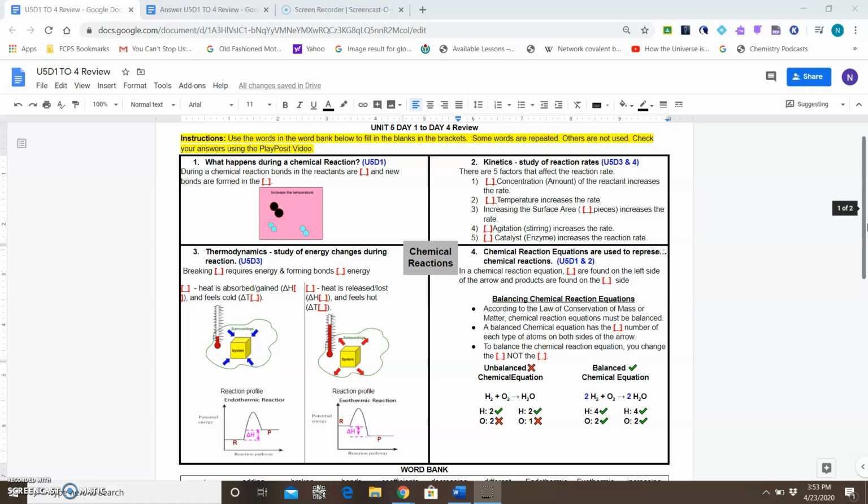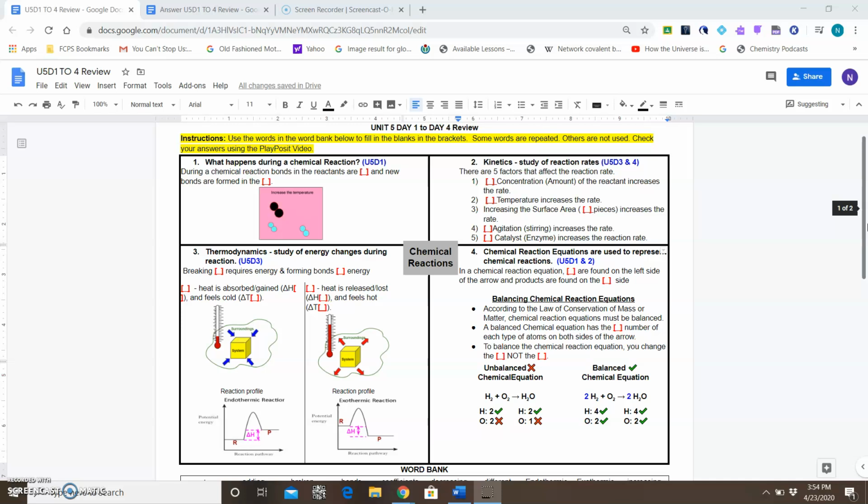So in the first part of this video, I will go over the instructions of how you're going to complete this review document, this graphic organizer. And in the second part, I will go over the answers with you so that you have them. You'll need to be able to try this on your own in order to complete the exit ticket. All right, so let's get started.